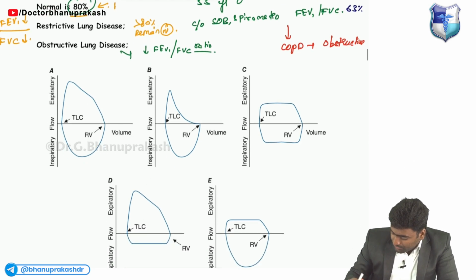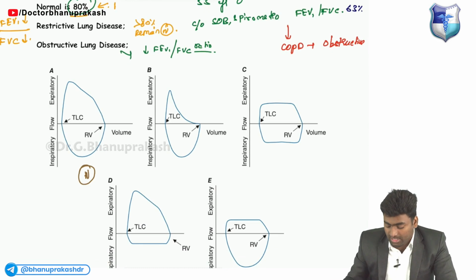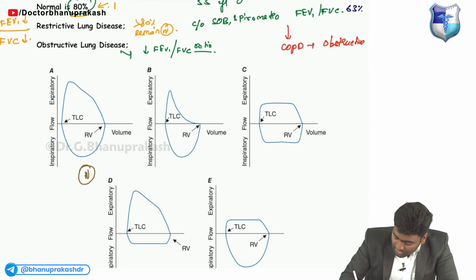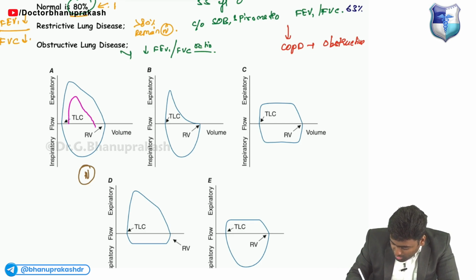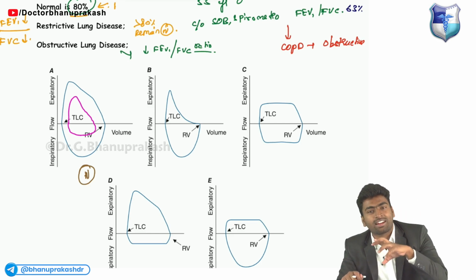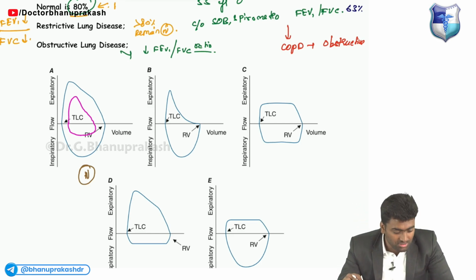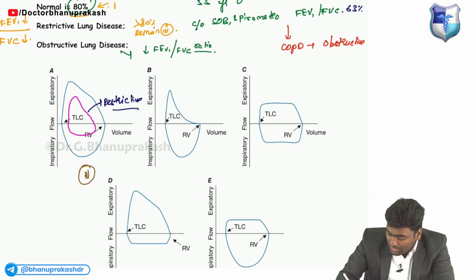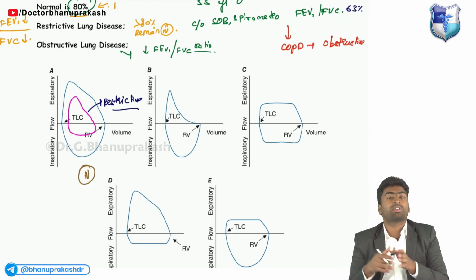Next, this is how a normal flow volume loop looks. And you see the next loop, which looks almost similar but is a smaller version of the normal one. Which disease is it? Is it a restrictive or an obstructive disease? Restrictive. And I will tell you how to differentiate restrictive from obstructive disease.